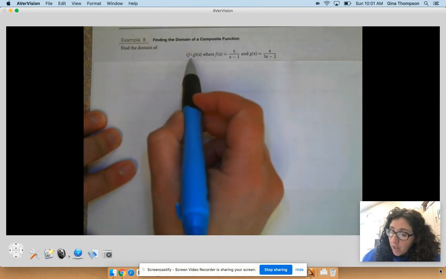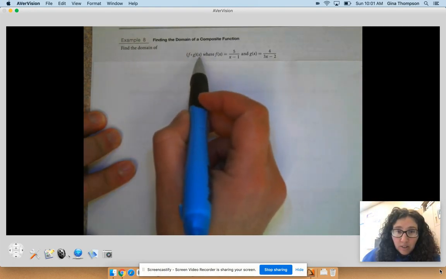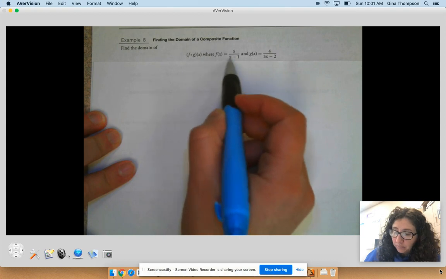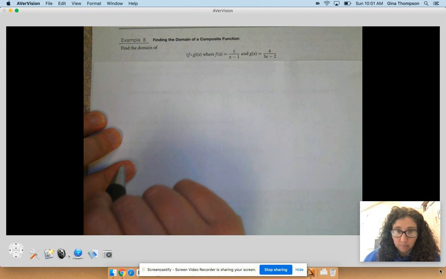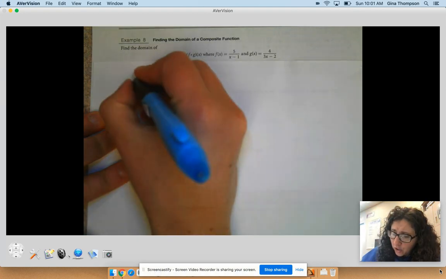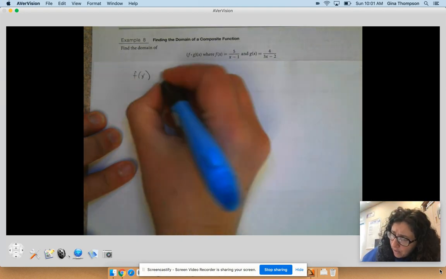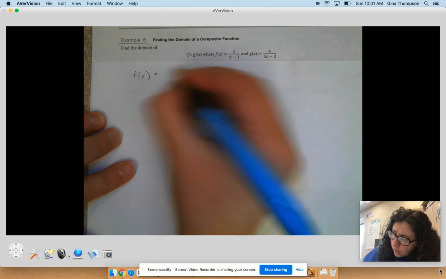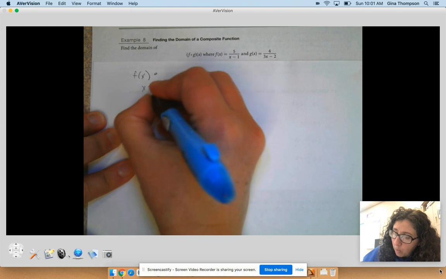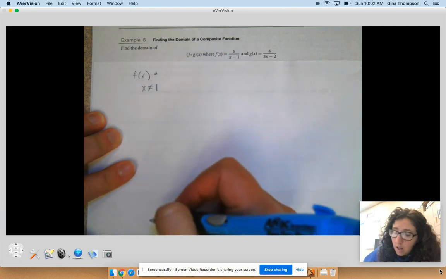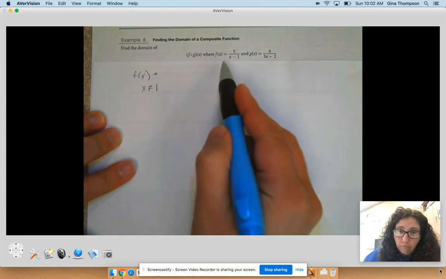So if we have two functions, f composed with g of x, and we've got f of x is 5 over x minus 1, and g of x is 4 over x minus 3. Let's just think for each of these functions, what are their domains? Well, f of x, we can't have x equal 1, right? X cannot equal 1 for f of x because that would be dividing by 0, right?